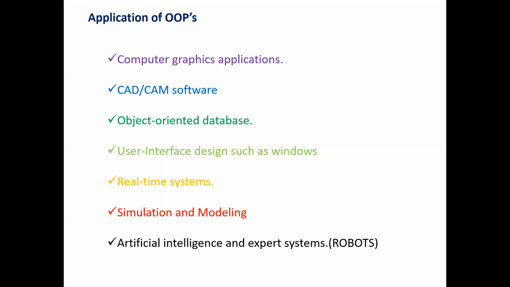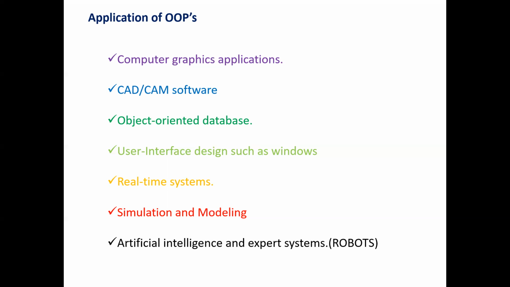Then the next application is user interface design, such as Windows. Using object-oriented programming, you can develop software as system software. Application software can be easily developed, but even though it supports that, system software can also be developed by using object-oriented programming. That's why you can design user interfaces, such as Windows, an operating system that can be designed by using object-oriented programming. One more application.